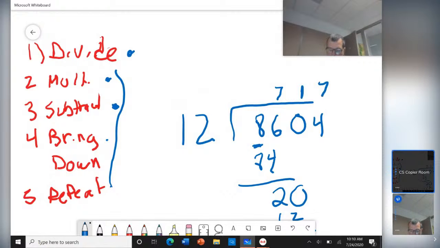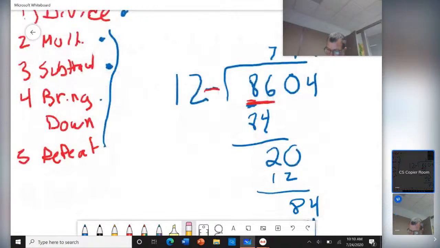Okay. So remember, the first step you always want to do is this outside number. Outside, oops, let me make that red. Outside into inside. And 12 is too big for the 8, but 86, 12 goes into that. Okay. So let's go back and we'll do a real simple one to end on.